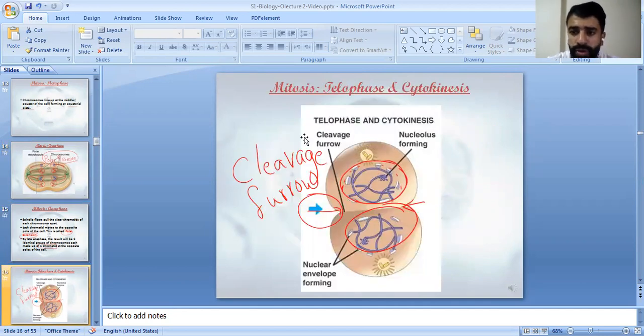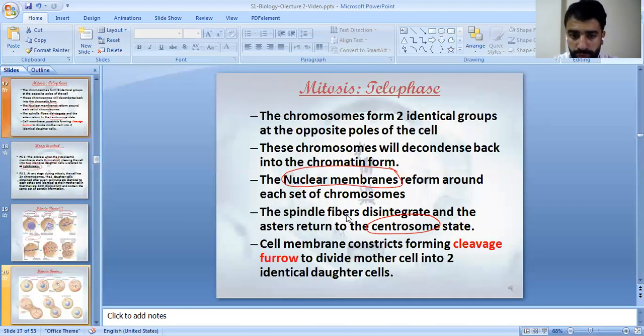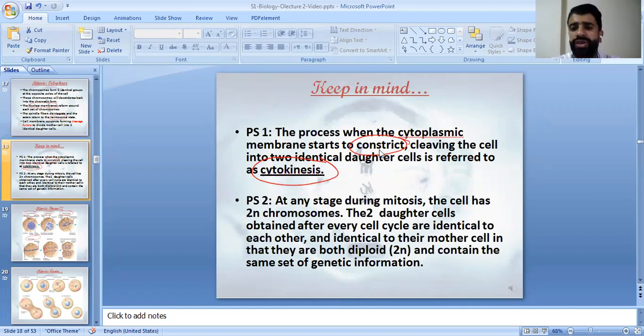At the end of mitosis, we have telophase and cytokinesis. Cytokinesis and the cleavage: whenever the cell cleaves and divides into 2, this cleavage is called the cleavage furrow, where the cell starts to divide to give 2 daughter cells. The chromosomes form 2 identical groups at the opposite pole of the cell. These chromosomes will decondense back to give the chromatin form. The nuclear membrane will reform and reappear, spindle fibers disintegrate, and the asters return to the centrosome state. The cell membrane constricts. This constriction is referred to as the cleavage furrow, dividing into 2 daughter cells that are identical to the mother cell. Whenever the cell constricts, this cleavage of the cell into 2 daughter cells is referred to as cytokinesis.